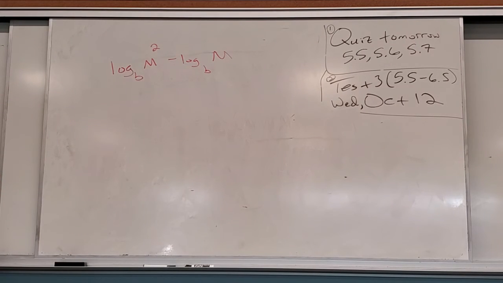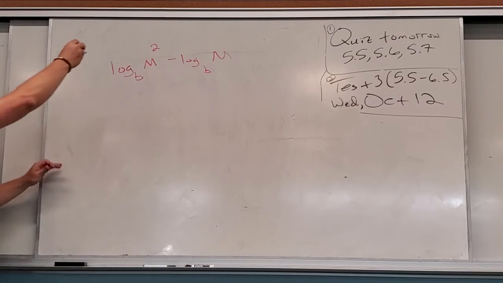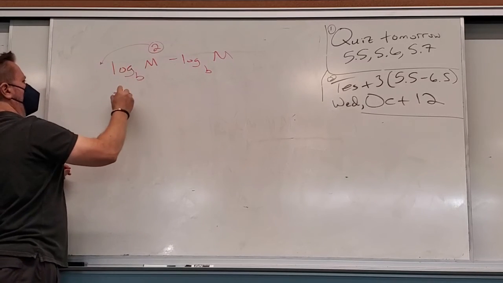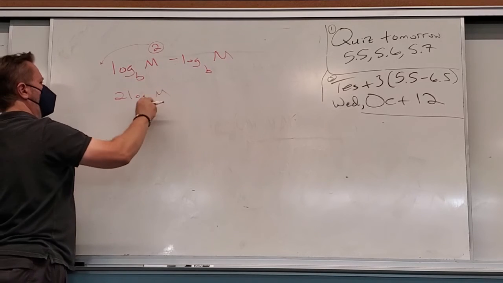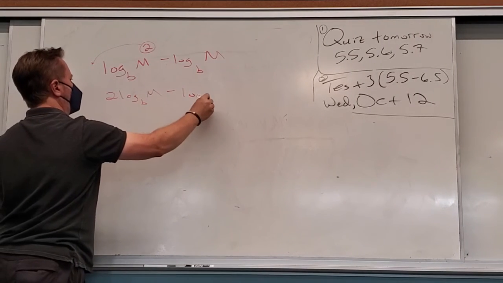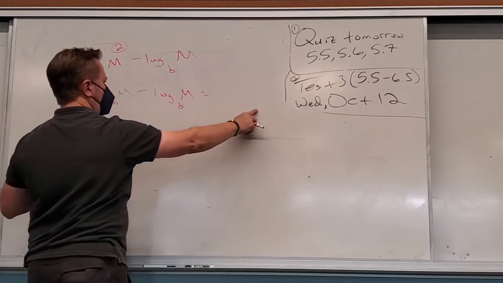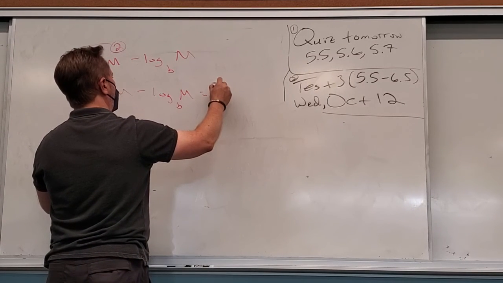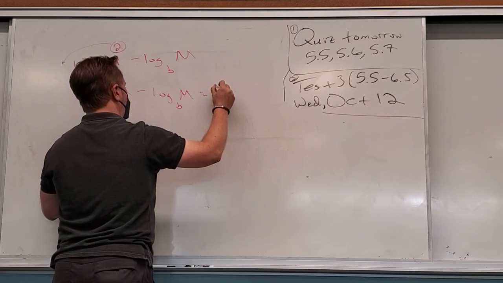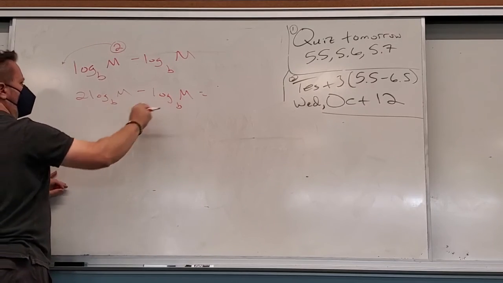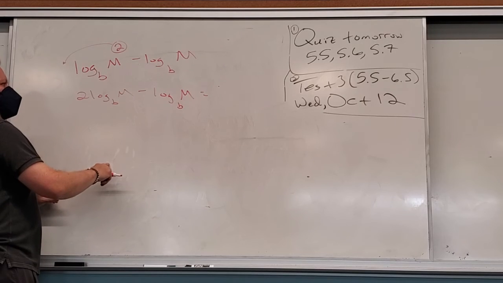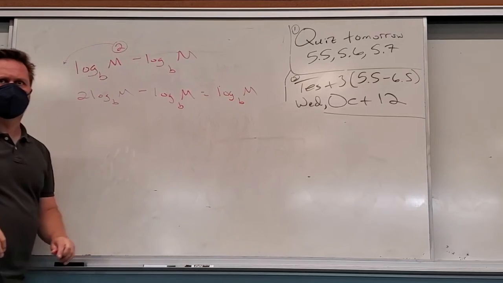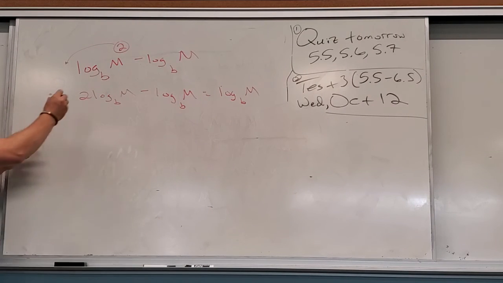There are two different ways to do this. What can I do with this power right there? Bring it down. So what's 2 log base b of m minus a log base b of m? What's 2 of these minus 1 of these? You get 1 log base b of m, right? Okay, that's one way to do it.